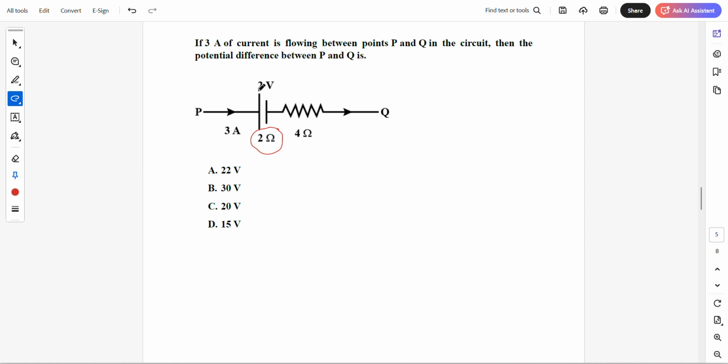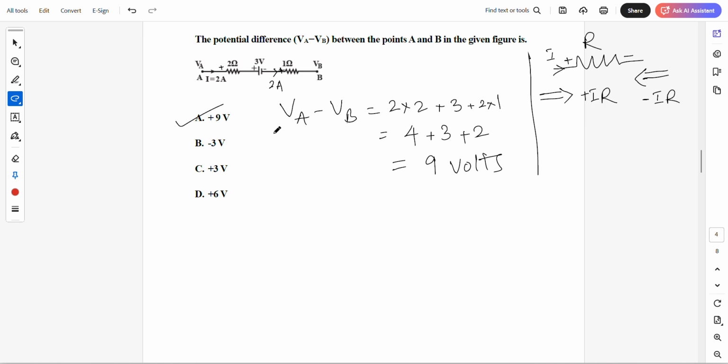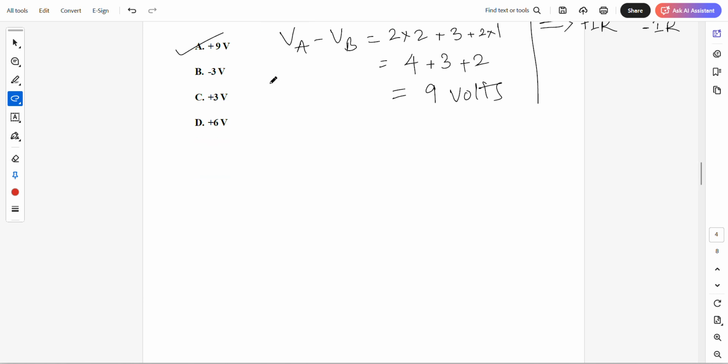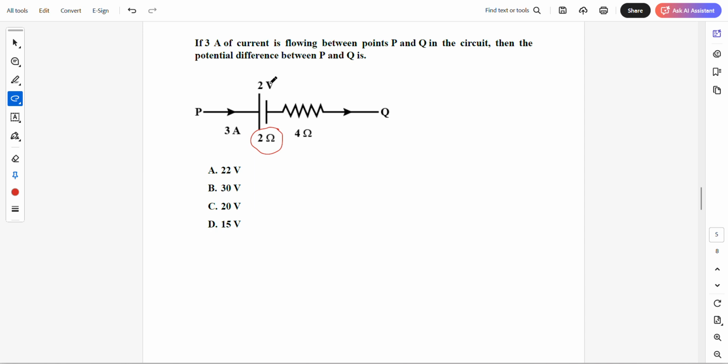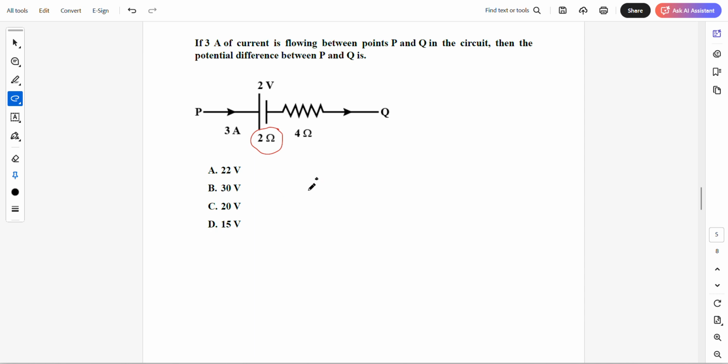Okay, this is the cell which is having some internal resistance, 2 ohm. In the previous problem, it was not there. Okay, it is not there, right? Now here, in this problem, they have given the internal resistance of the cell. Okay, let's go to the 2 ohm like this. Now let us start from, okay, P, right?